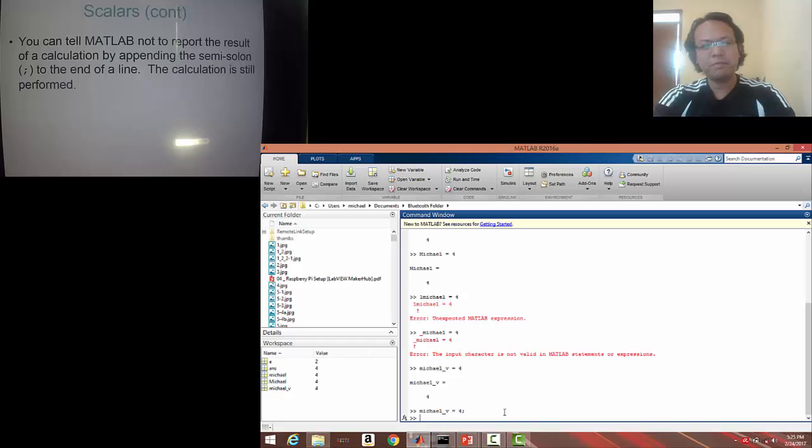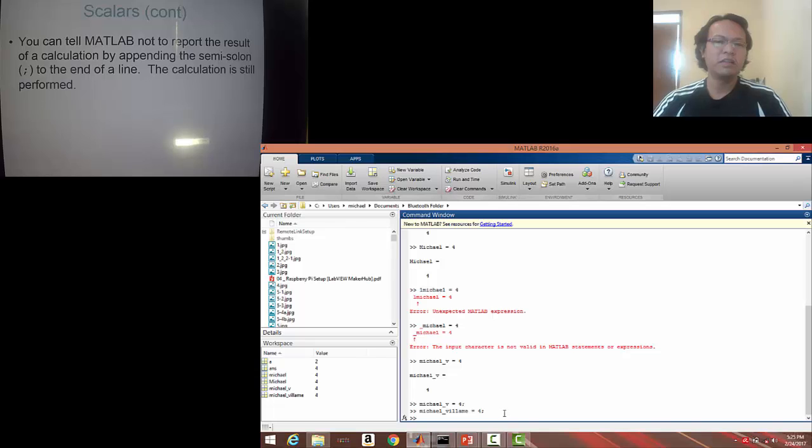For example, if you say Michael, or say Michael_William is equal to 4, then like this, it's not echoed in the command window, but Michael_William is found there in the workspace. Okay, it's just like this. So that's what I'm talking about.